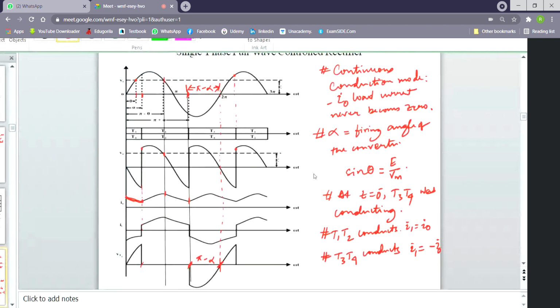Okay, so next in line, what we see from these waveforms is that this DC voltage waveform is periodic over half the input cycle. So obviously we can express this as a Fourier series.